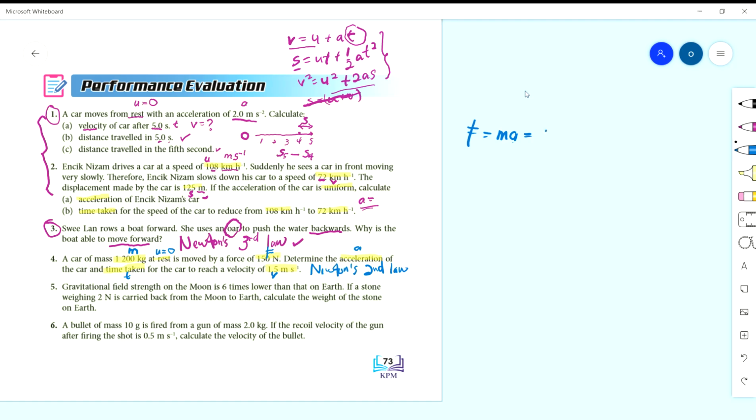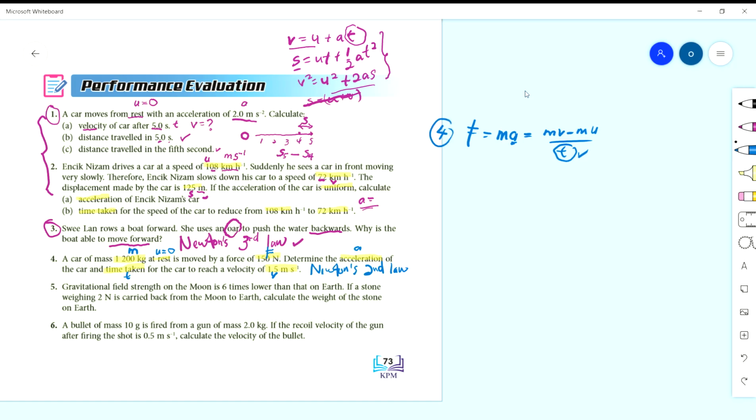This one equal to mv minus mu over t. Okay, because a is v minus u over t. So once you get the a, you have the v, you have the u, then you can get t. So check again, is everything in SI unit? Yes, everything in SI unit. So you get the answer directly. Okay, so this is for question number 4.